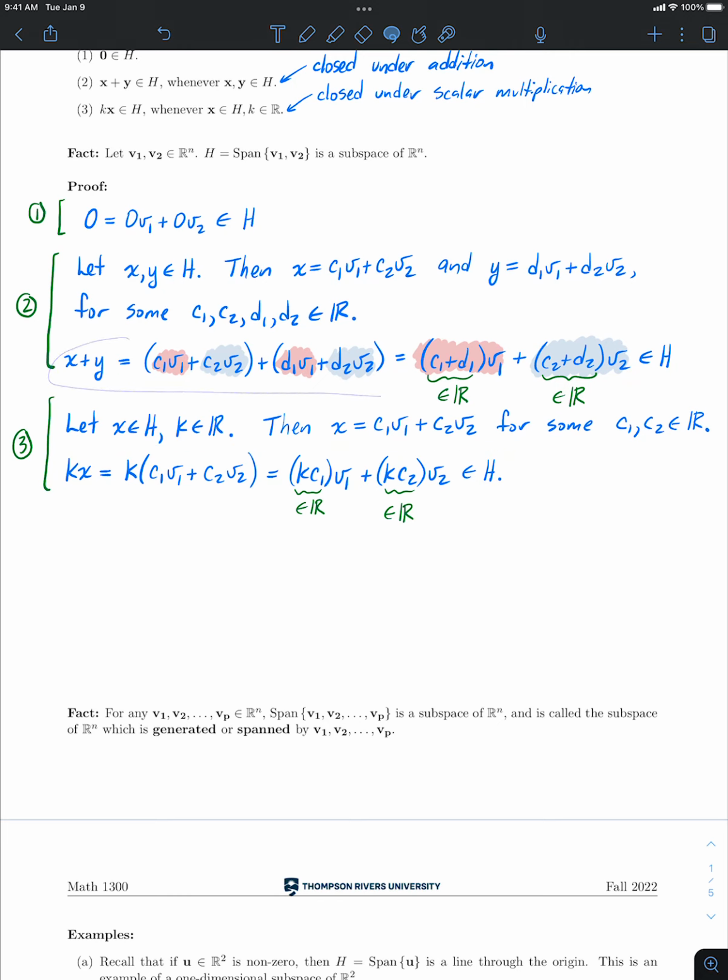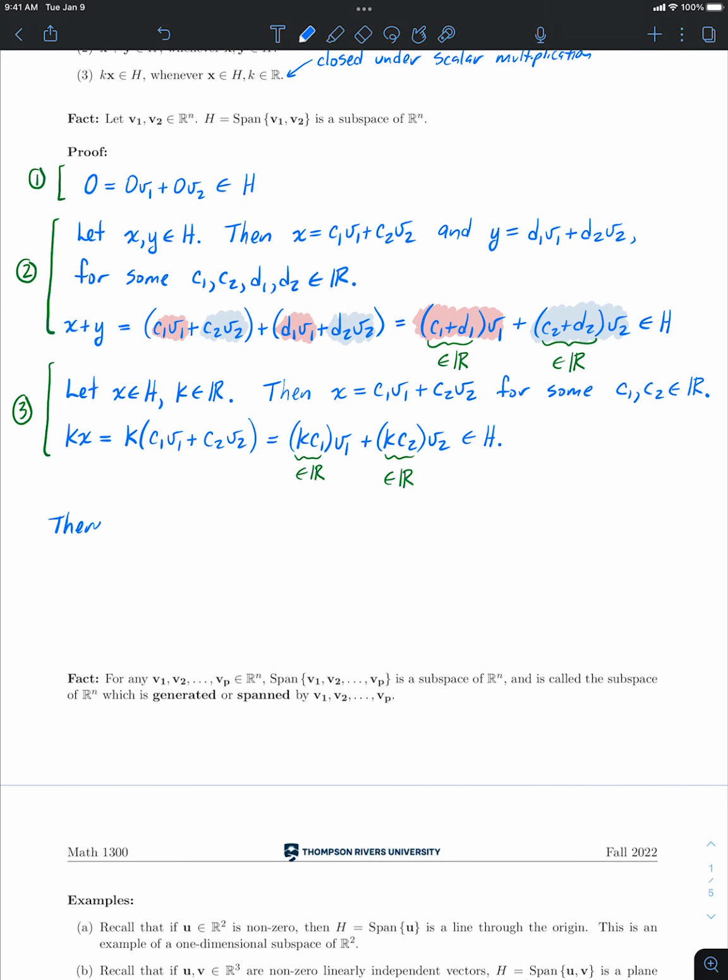Just like over here, this line really did say that x plus y is in H because x plus y is equal to all of this, which is equal to all of this. All we did is just rewrite it into different form twice, right? But in the end, we got something that clearly belongs to H. So we can say that we've proved that statement there. So now we get to tie these things together and we can say therefore H, which was the span of V1 and V2, is a subspace of Rn.